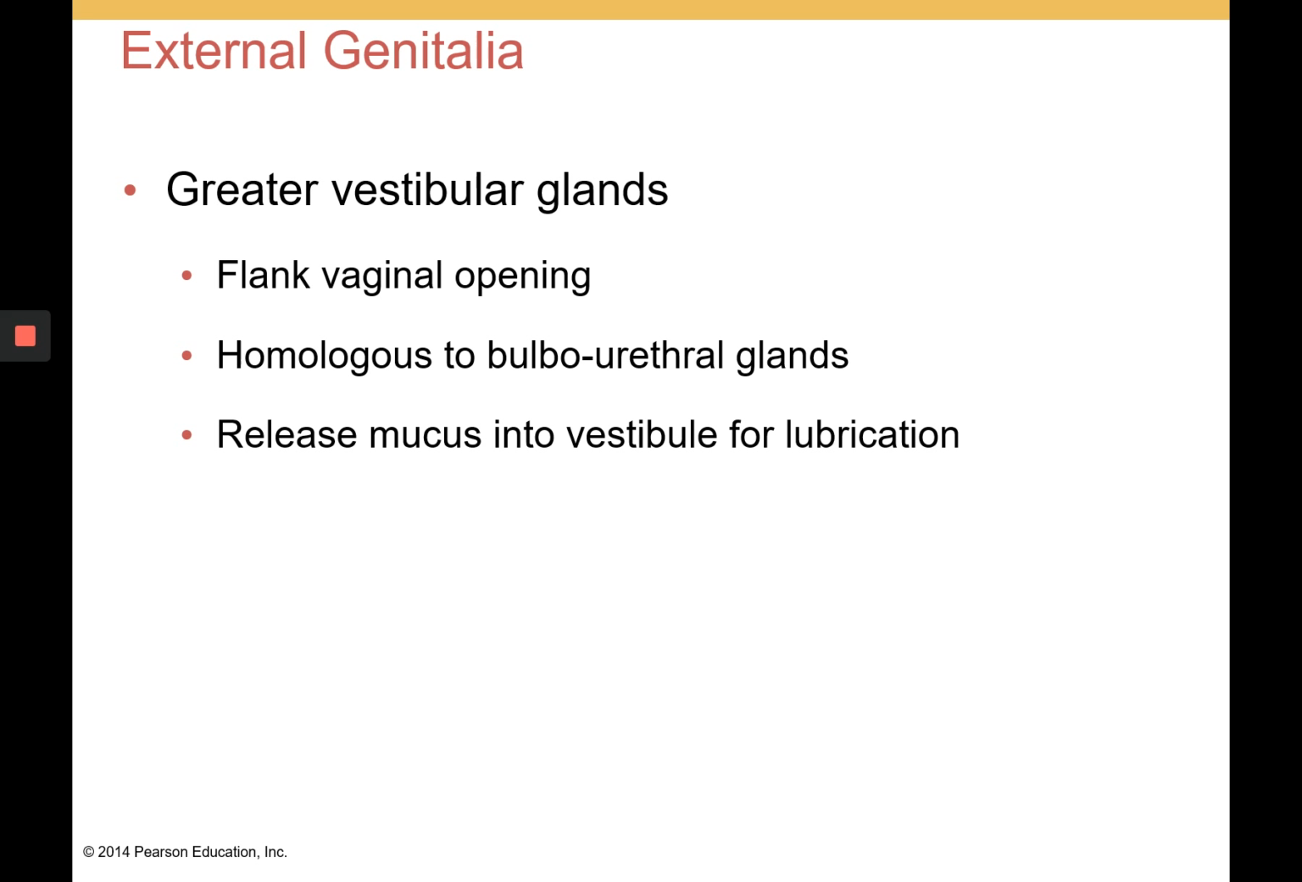Also, with the external genitalia, we want to acknowledge the greater vestibular glands, which we can't see in that perineum photo, but we could see in an image that's coming up. They are actually glands that flank the vaginal opening, and they're homologous to the male bulbourethral glands. So they're able to release a mucus into the vestibule for lubrication.